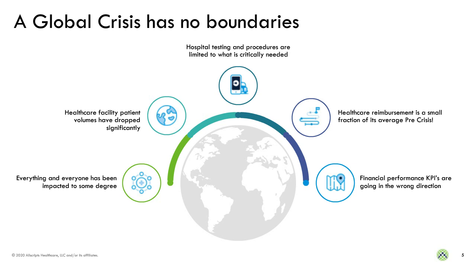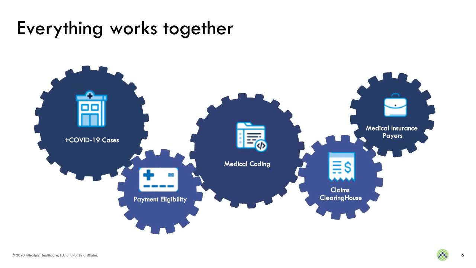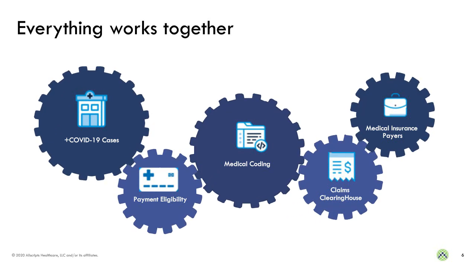So everything works together. As you can see, the cogs go in the wheels here. These are the processes that have been set in place pre-crisis, right? So as patients come in to a hospital, they have the common payment eligibility process that they go through, and then, of course, those have to go up to the medical coding and then the claims clearinghouse and the medical insurance payers. Now I'm going to cover that again, now with the coronavirus impact, right? So now we have those services that are beefed up in certain areas for coronavirus and other services that have dropped off, right? So we depend on all those cogs all the way through there being seamless.